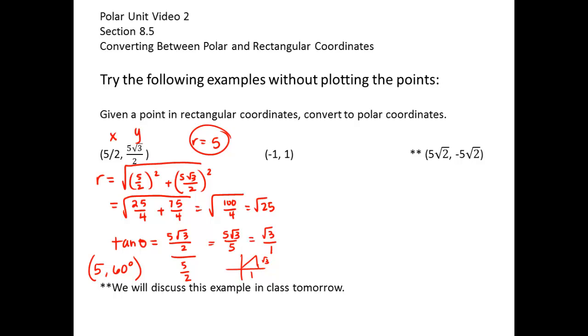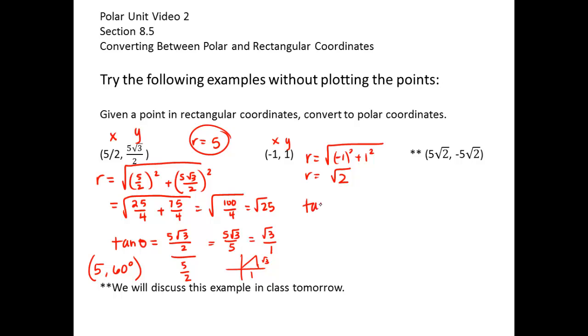It's very important. All right, the last one I'm going to do with you, and then I'm going to leave this 5 root 2, negative 5 root 2 for you to do on your own, is negative 1, positive 1. So for that point, I know my x and y values. So let's start. R equals the square root of negative 1 squared plus 1 squared, or R equals the square root of 2.